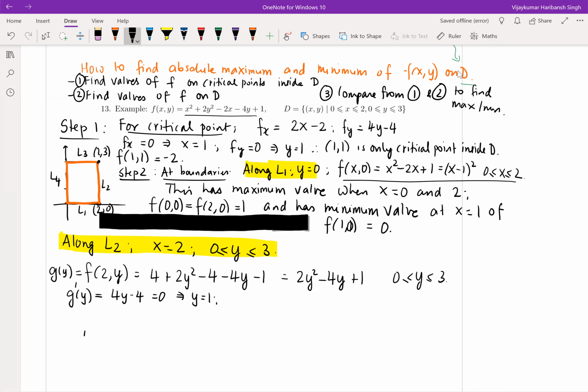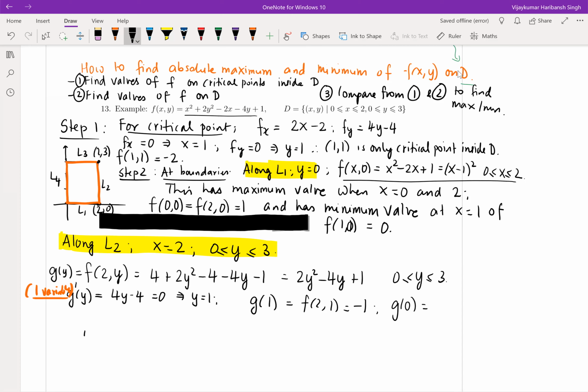And now I'm going to check. So g of 1 is equal to f of 2, 1, which when I put this value, g of 1 is 2 minus 4 plus 1, so it is minus 1. And g of 0, I need to check at the endpoint as well, because now I'm in the function of one variable, right? So I've basically reduced my problem to a function of one variable now.